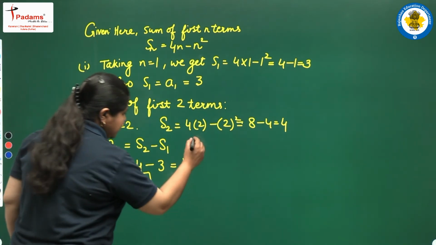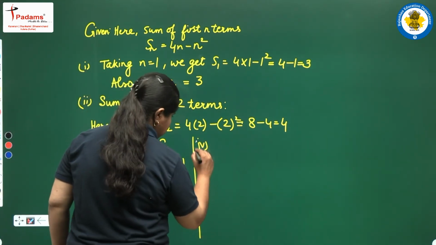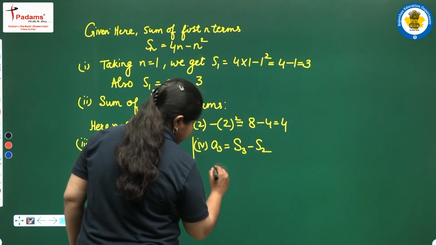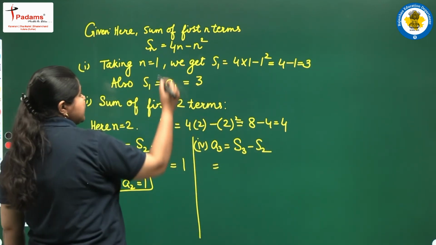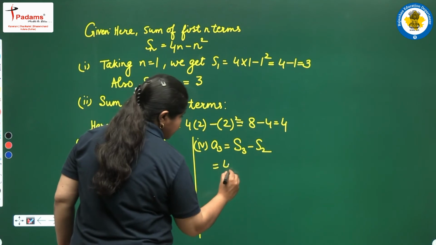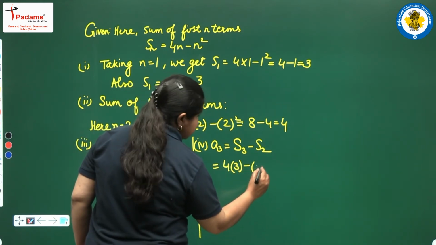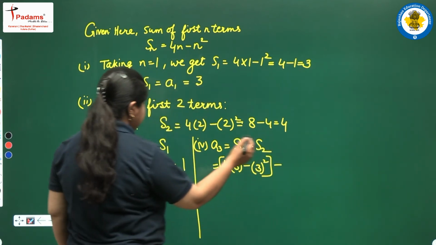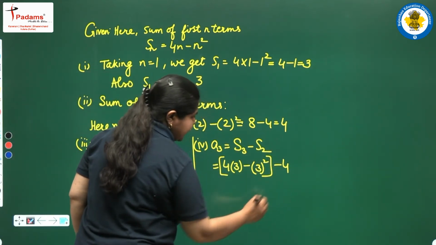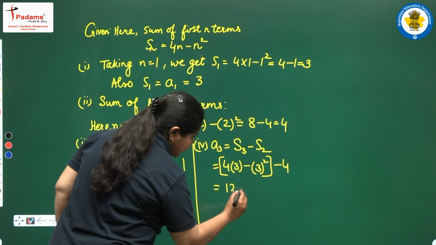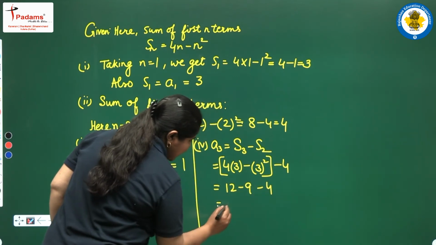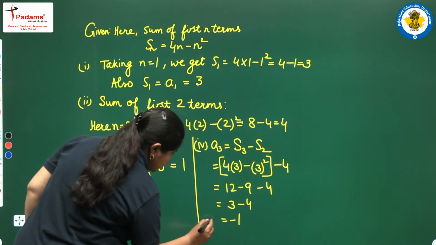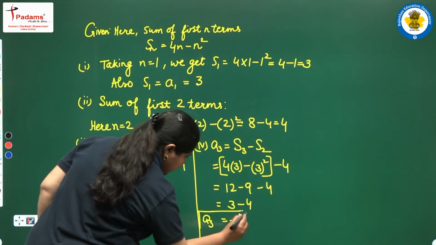So we find here the third term, A3. How to get it? S3 minus S2. S3 कैसे मिलेगा हमें? देखिए इस एक्सप्रेशन में n की जगह हम ले लेंगे 3. 4 into 3 minus 3 square. This is S3 minus S2, और S2 की वैल्यू हमारी आई हुई है 4, तो वो हम डायरेक्टली लिख रहे हैं. This is nothing but 12 minus 9 minus 4. 12 minus 9 is 3 minus 4. This is equal to minus 1, which is the third term of this AP.